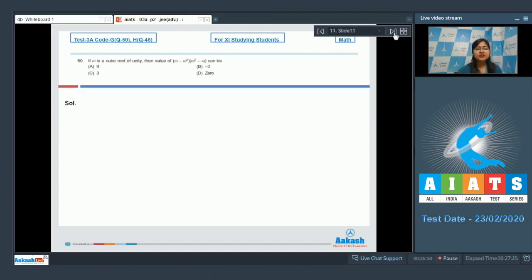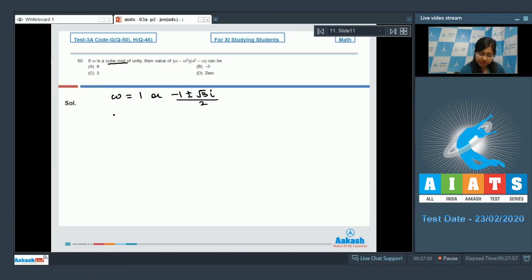Next is question number 50, which says if omega is a cube root of unity, then the value of (omega minus omega square) into (omega square minus omega) can be. See, in the question it is not given that it is a complex cube root of unity. It is a cube root of unity, which means that it can either be 1 or (minus 1 plus minus root 3 iota) divided by 2. Any of the 3 values can be taken.